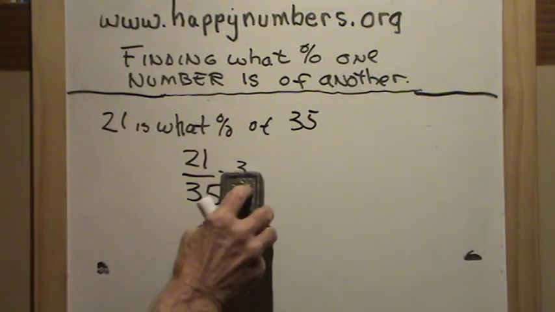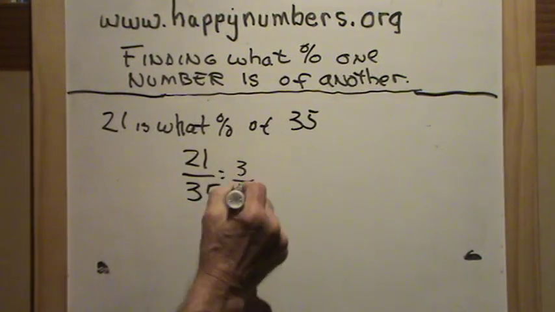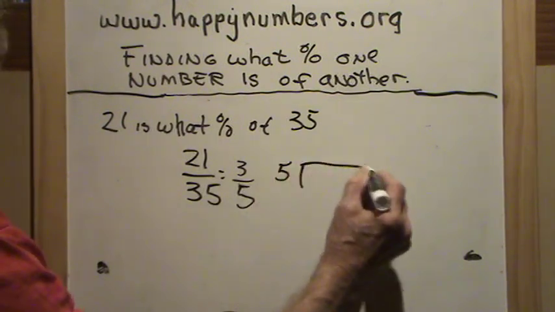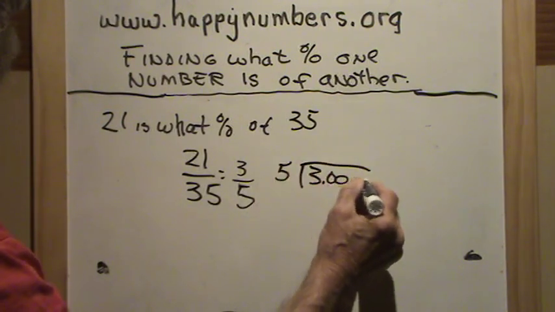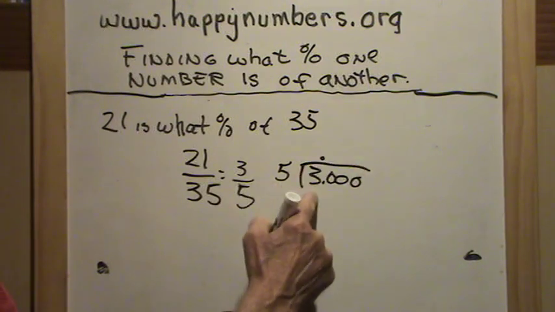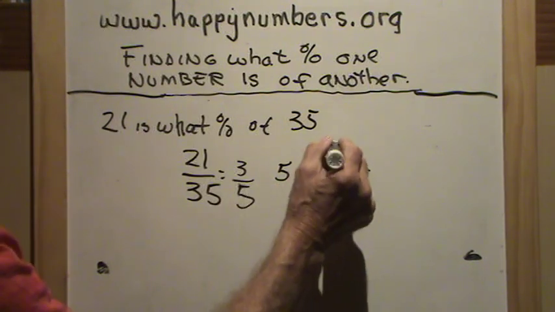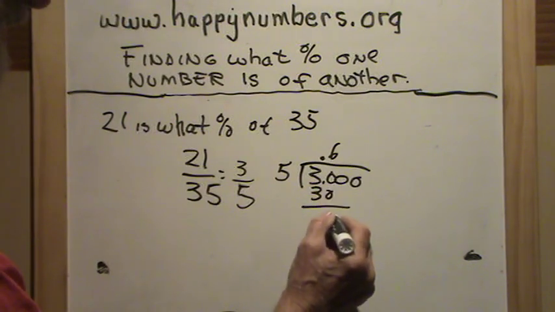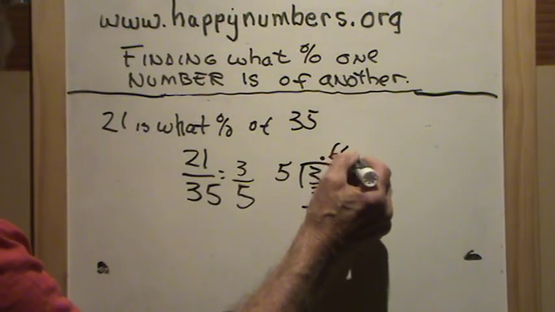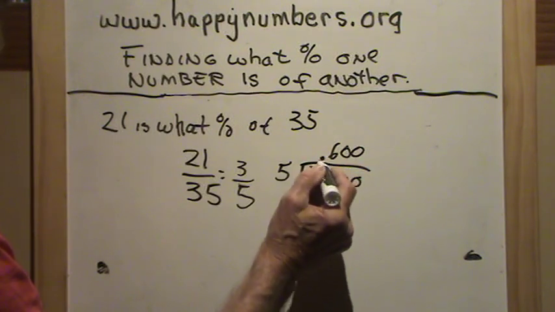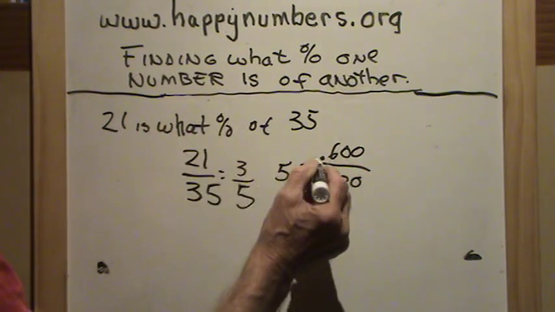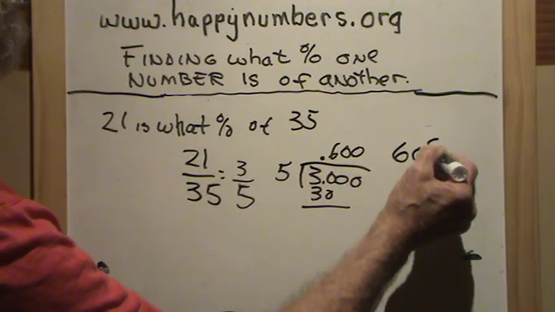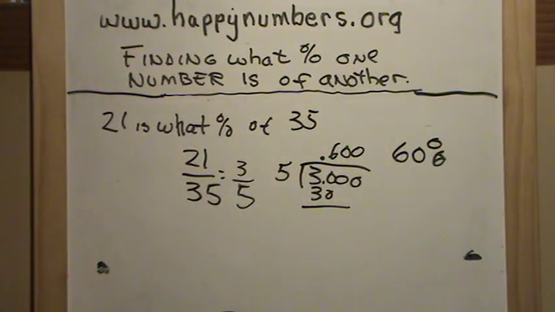oops, 3/5, my bad. I could divide 5 into 3. 5 cannot go into 3, but 5 can go into 30 6 times. 6 times 5 is 30. And there's just 0, so this would be 0.6. So I know I'm going to change this decimal to a percent. So I move 2 places, and I wind up with 60%. So we can do it either way.